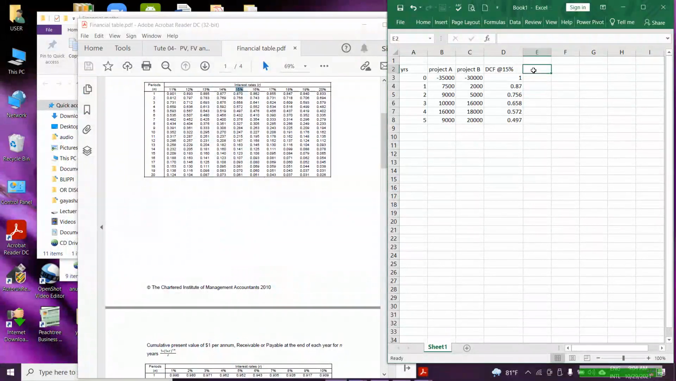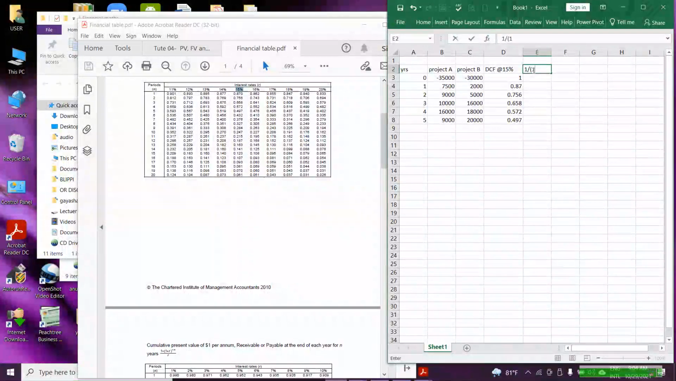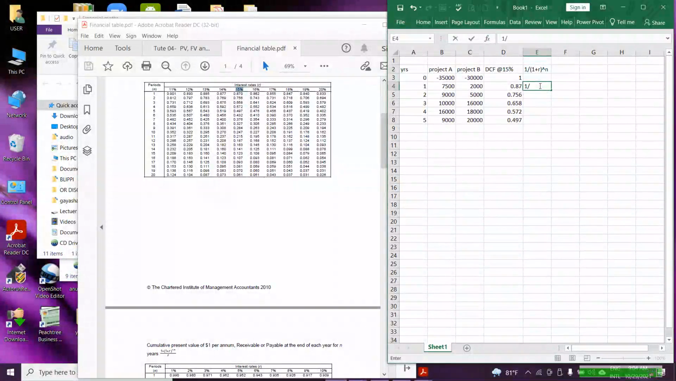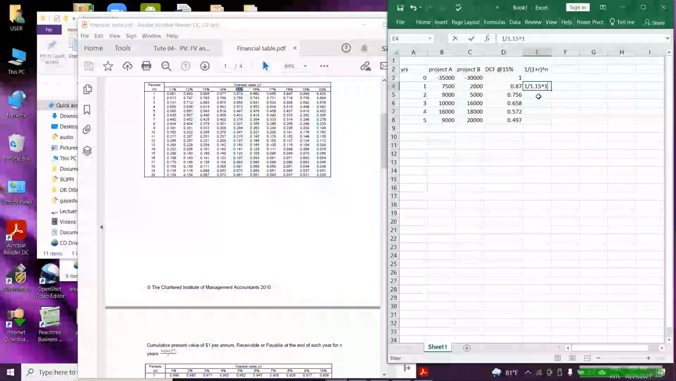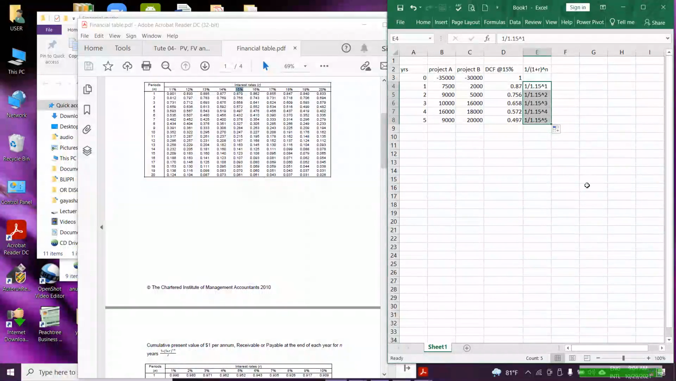So how can I arrive at these values? This is 1 divided by (1 plus r) to the power n. So in this one, it is 1 divided by 1.15 to the power 1. So in the next ones, it should be power 2, 3, 4, and 5.